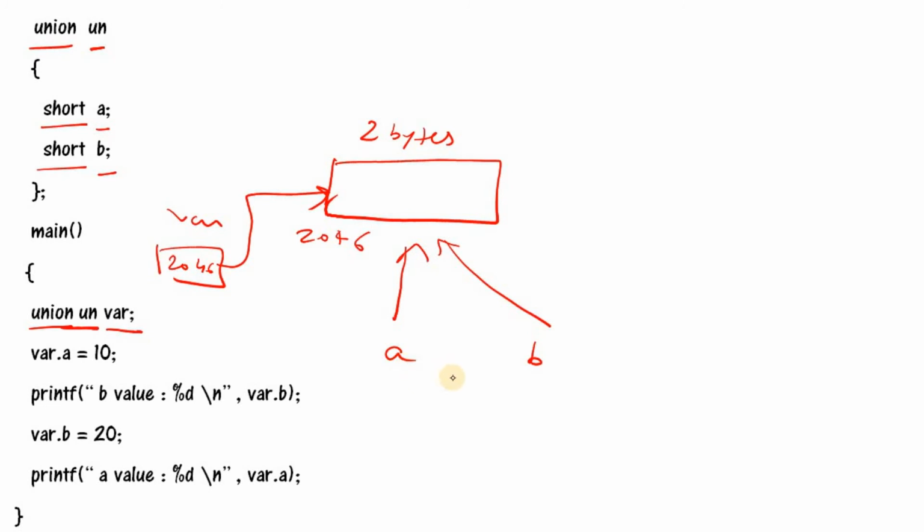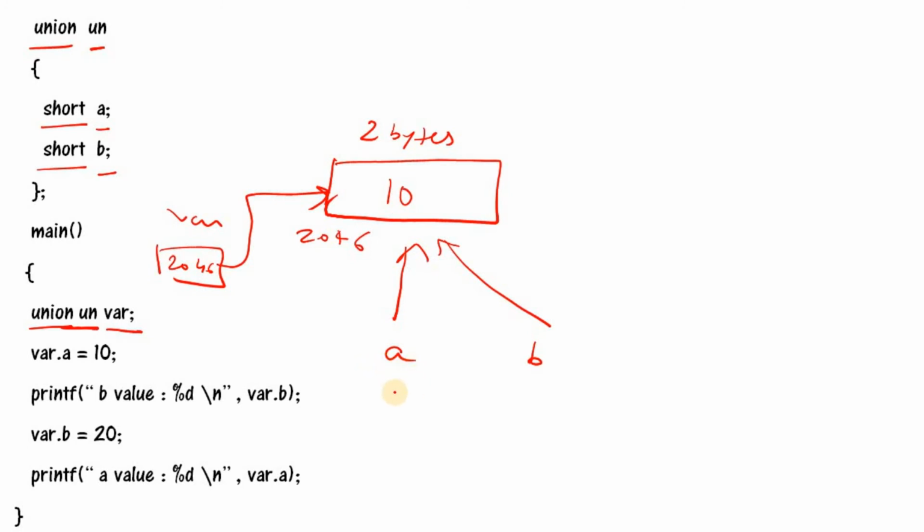Now we can access elements of the union. Same story, the accessor we are using is like a structure. It is the dot operator only. Here var.a = 10. We are storing the value 10 into the memory location A. We are storing 10 here.